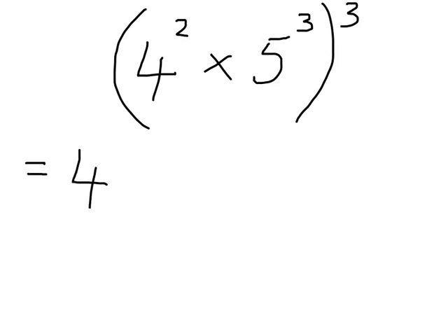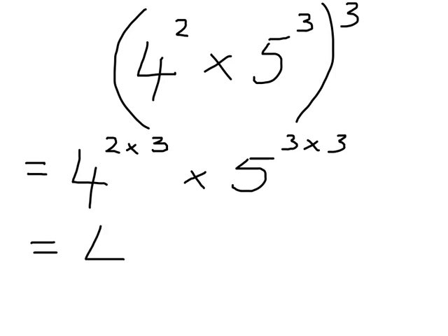So we've got 4 to the power of 2, and then that power of 2 has been multiplied by 3, which is on the outside of the brackets, and we multiply that by the other base of 5 and multiply those powers. So to simplify that, keep our base, multiply the powers, 4 to the power of 6 times 5 to the power of 9. And so there's our simple way of raising a product to a power.